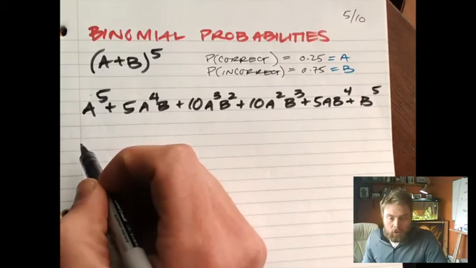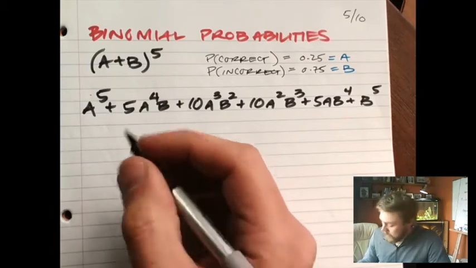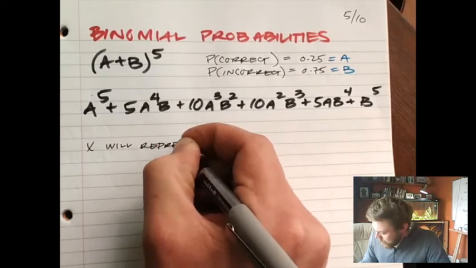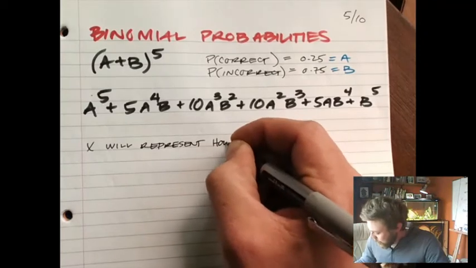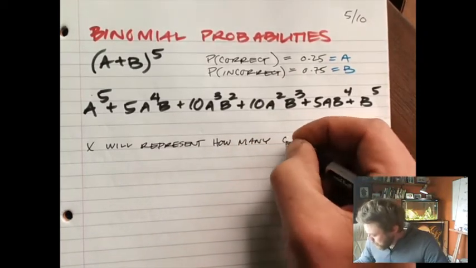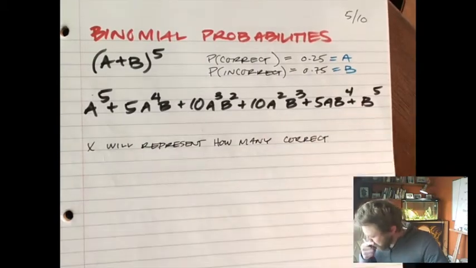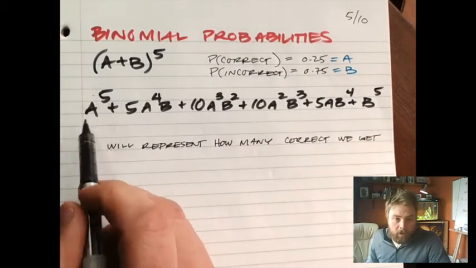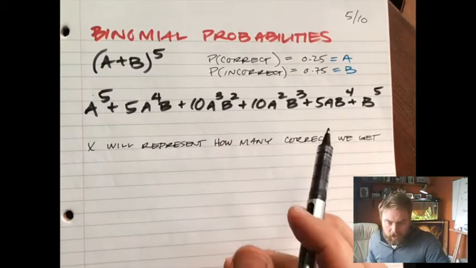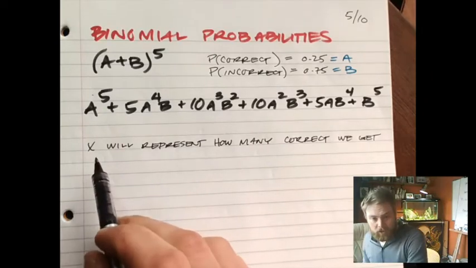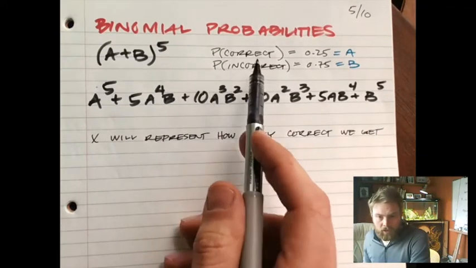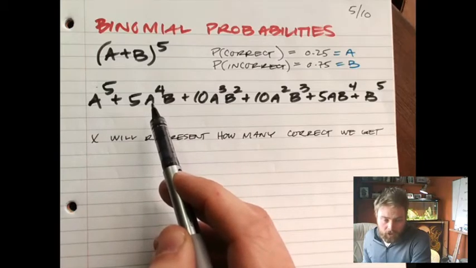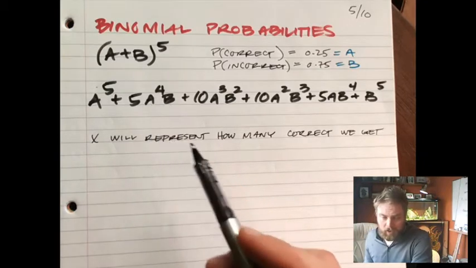Now, we're going to introduce what's called a random variable, and we'll use letter X. Let's make X represent how many correct we get. So this would be X is 5 right here. The reason I'm introducing that, even though it seems like extra information, is that it's going to make this a lot easier to write than correct, incorrect. This right here would represent 4 correct questions and 1 incorrect question. I'm not going to write that out.